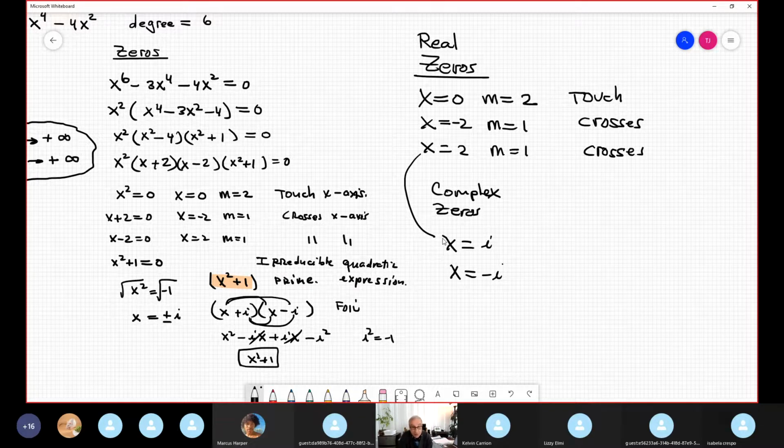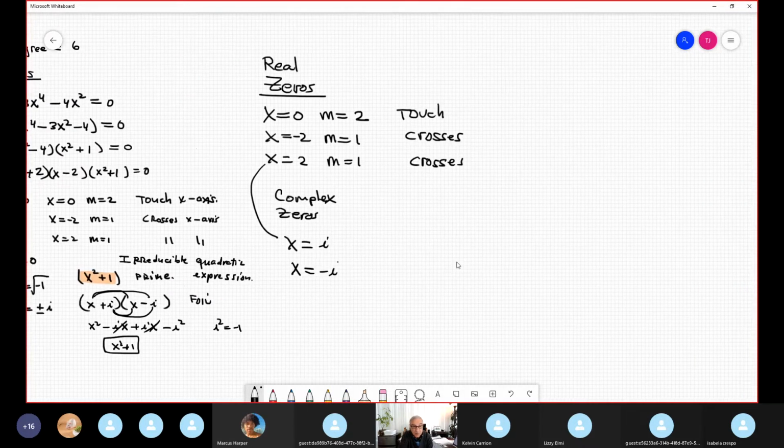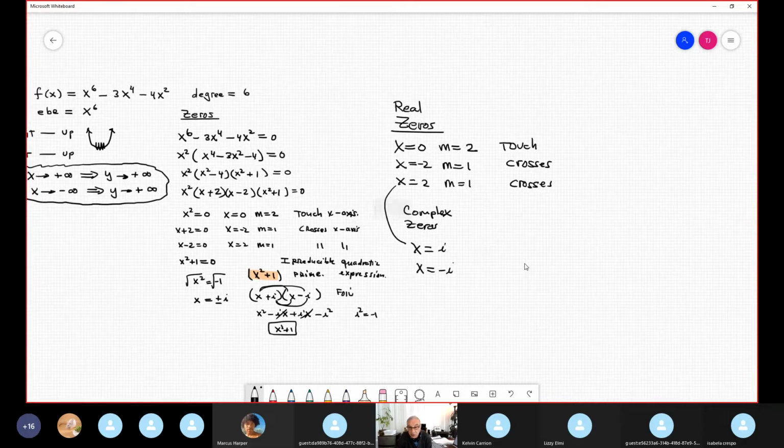Let's do a little bit of the graph. The graph. Okay, I saw the end behavior. Well, this is the rough graph by hand.